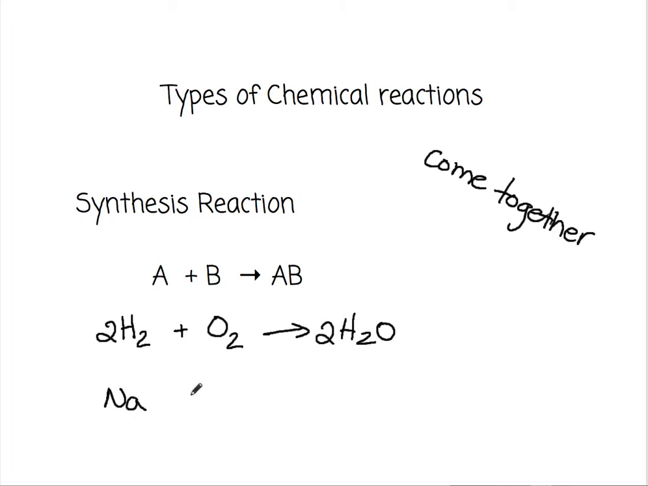Another example of a synthesis reaction could be something as simple as this. Sodium plus chlorine yields sodium chloride. Now, again, there's 2 chlorines here, so I'm just going to balance it for you. If you don't know how to balance a chemical reaction, I suggest that you go back and watch the previous video.